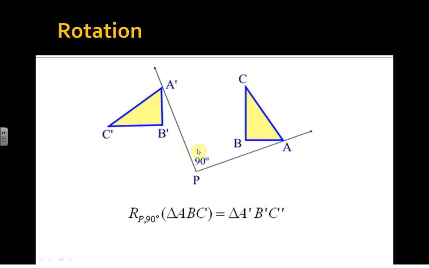So we have a 90-degree rotation about point P here. So A goes this way, C goes this way, B goes this way. And again, pre-image and image based on the letters.